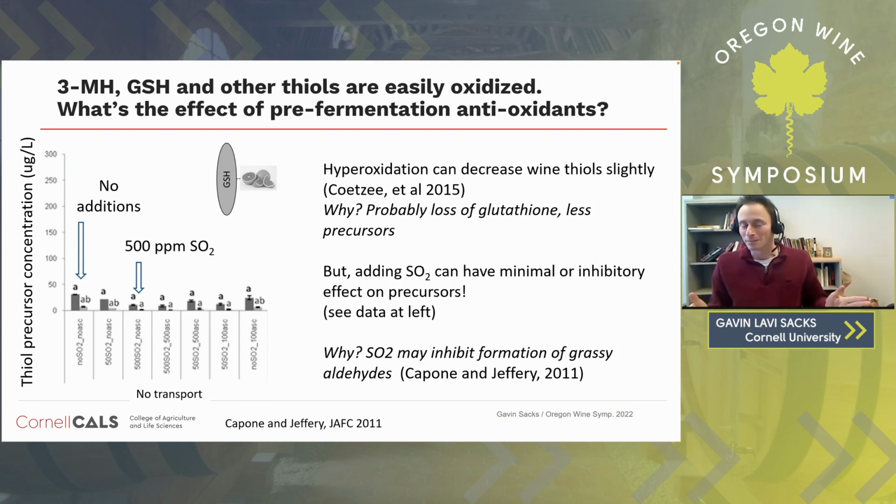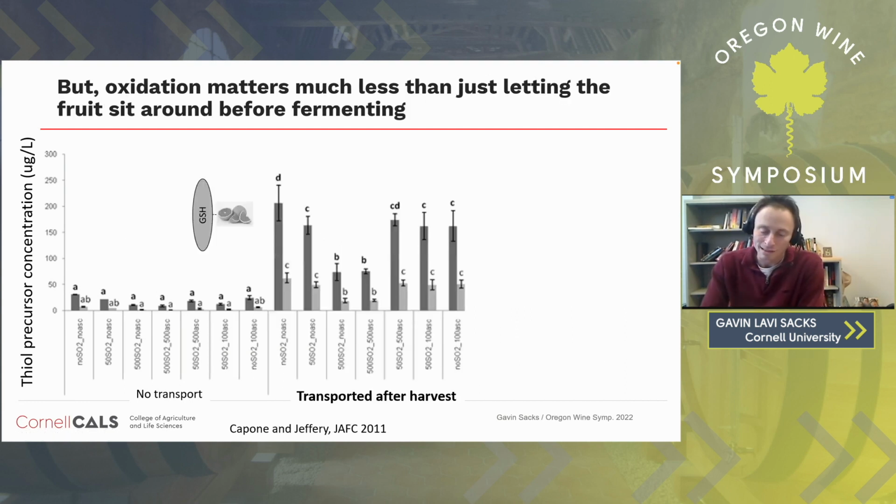So both extremes seem to actually cause a decrease in eventual thiol content. Too much oxygen, too little oxygen, or going the other perspective, too much antioxidant, too little antioxidant. All of this, though, is a small effect as compared to what happens if you harvest the fruit, you have some mechanical damage, and you just let the harvested fruit sit around prior to fermentation.